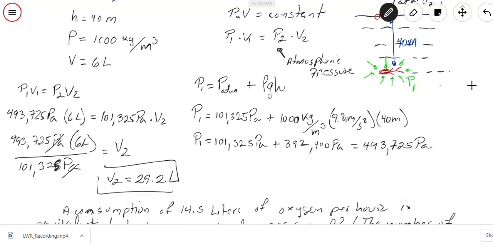When he goes very quickly from a position 40 meters under the water to the surface of the water, this is a very interesting problem where we apply concepts that we learned in previous chapters. So I hope this problem is going to help you to understand this topic better. Thank you for your attention.